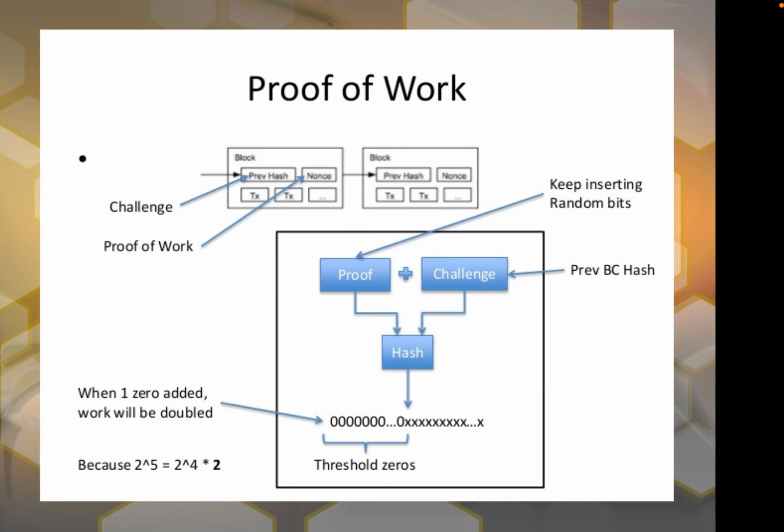The goal is to find the proof, which is another bit string, so that if they put everything together in the hash, it's going to produce consecutive zeros. At the current moment, there should be 19 consecutive zeros.